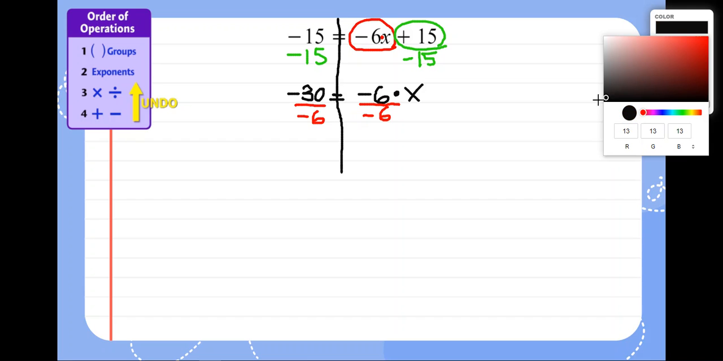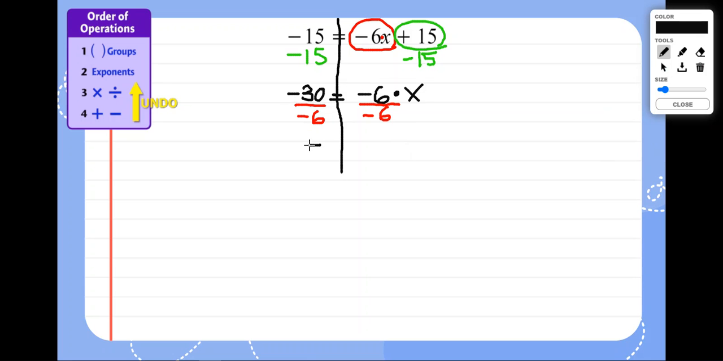and then we simplify again. Negative 30 divided by negative 6 is positive 5, which is equal to x. Then we can write it the other way around to make it easier for us to see.